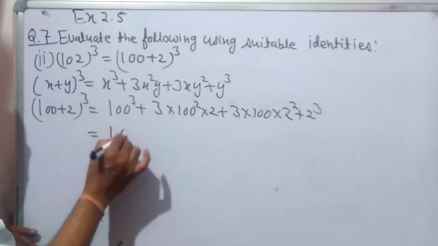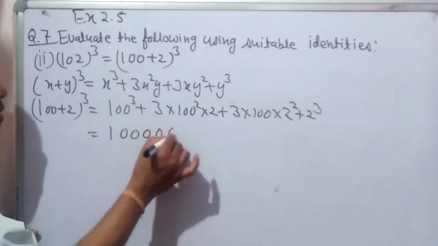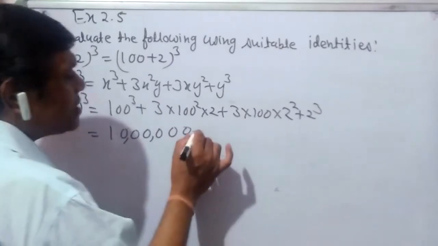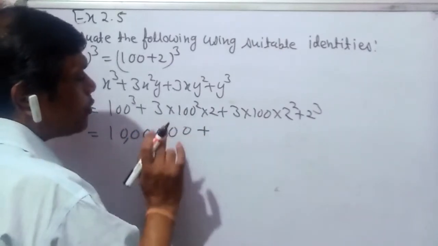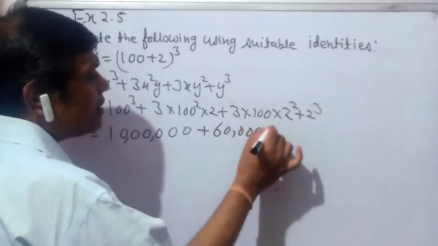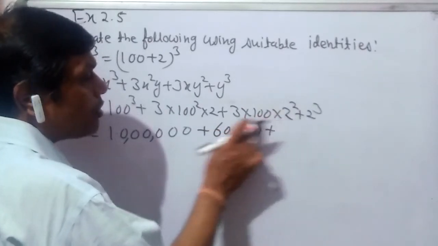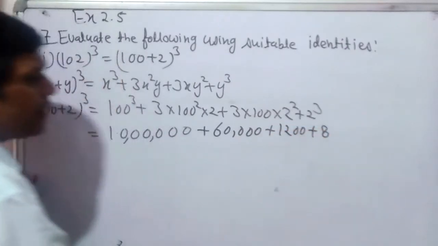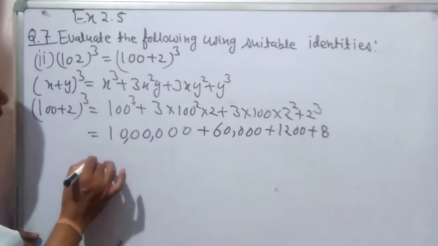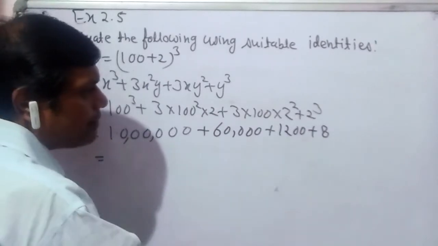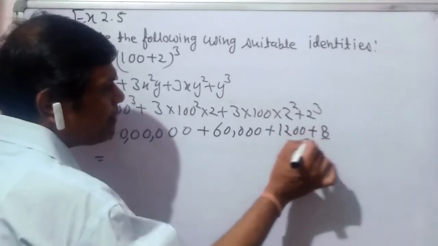Solve it out. It should give us 6 zeros plus 3 into 2, 6, 6 into 10,000, 60,000. 4, 3 is 12, 100 plus 8. They are to be added place by place, right? You may write them directly or add them place by place.